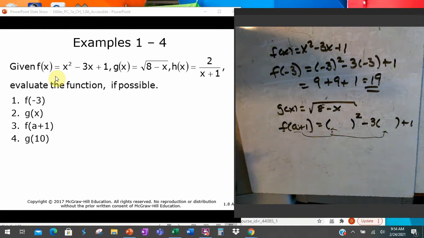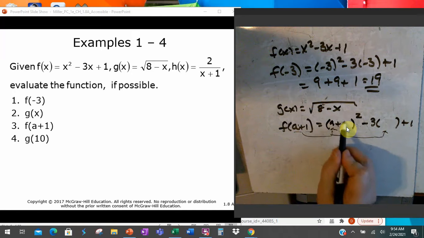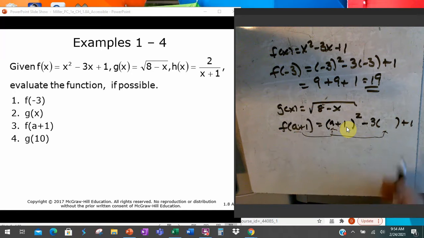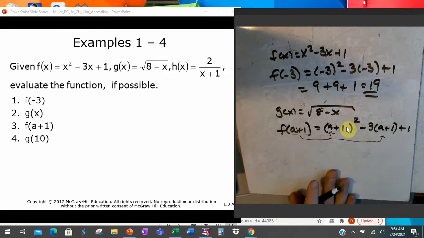And later on, when we do that difference quotient, I told you we're going to do the average rate of change and come up with a function. That's what I want to do, put whatever's in here into there. So this is going to be a plus 1 squared, minus 3 times a plus 1.